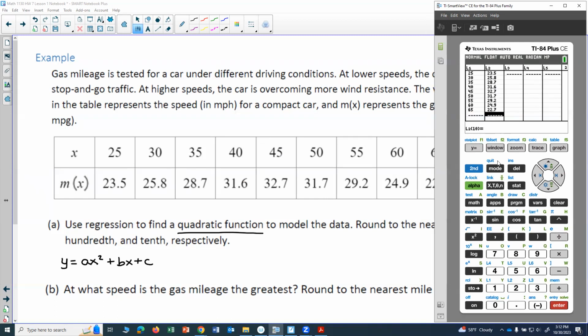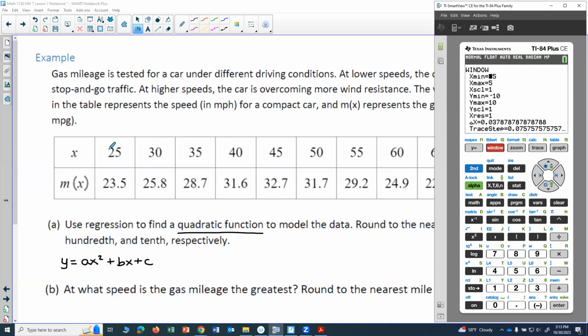All right, once you've got that in there, let's turn on our plot. So I'm going to go to y equals, go up to highlight plot 1 and hit enter. That will turn plot 1 on. For my window, I want an x value that's less than my lowest x value, so I might do 20. And an x maximum that's higher than my highest x value in the table. My highest in the table is 65, so I'm going to pick 70. So I'm going to go from 20 to 70 for my x, with a scale of 5.